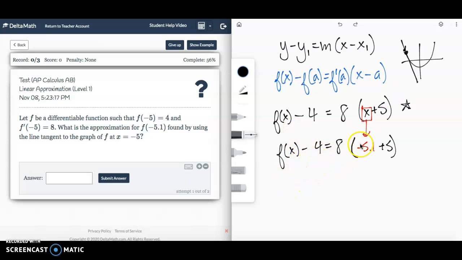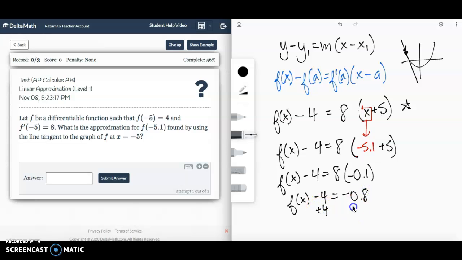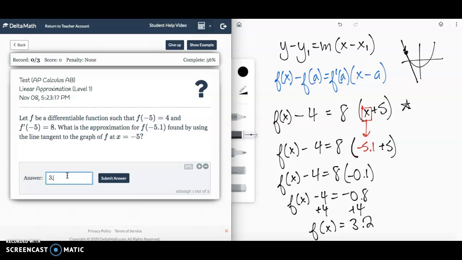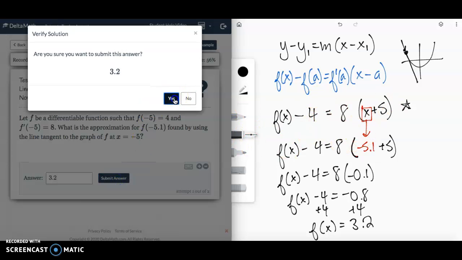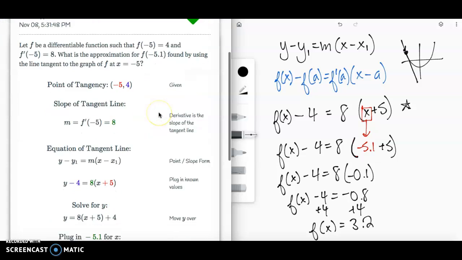So let's go ahead and plug in negative 5.1. So we get 8. Negative 5.1 plus 5 would be negative 0.1. And then if I do that times 8, I would get f of x minus 4 equals negative 0.8, but then I'd add 4 to both sides. So I'd get f of x equal to, what's that, 3.2, I believe? And that's a pretty close approximation to what my actual graph would give me at negative 5 by using the equation of the tangent line. Awesome.